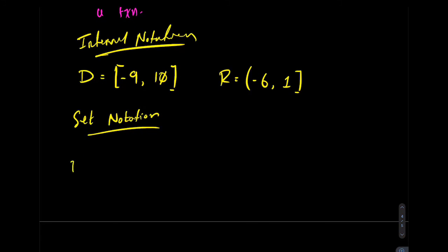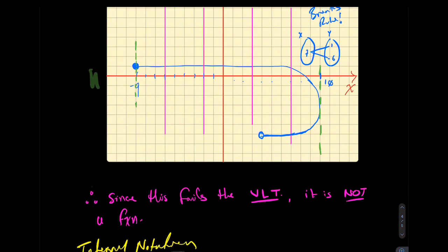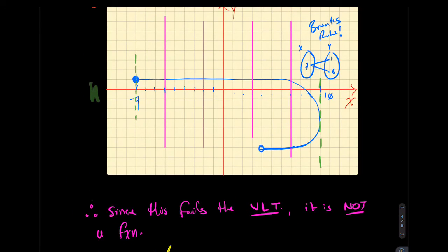So set notation, let's look at domain. We're always going to start it off with that fancy bracket. We're going to say x is an element of the reals. Okay. And let's figure out, where is x defined in this case? Because x isn't defined everywhere. X is only defined between those 2 points that we said, -9 and positive 10, right?